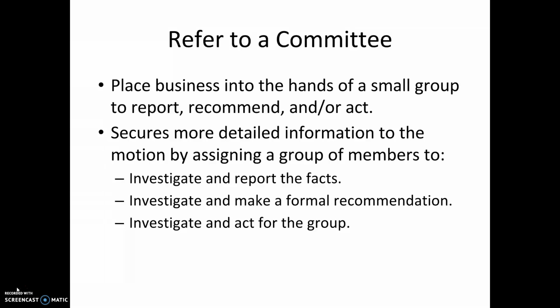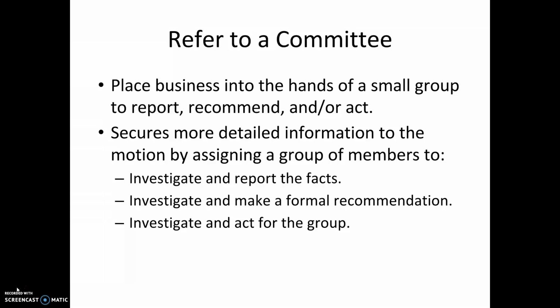One is to investigate and report the facts. Second is to investigate and make a formal recommendation on the motion. And the third thing is to investigate and act for the group. So those are the 3 things that they can do. They don't always do all 3. Sometimes they do all 3. Sometimes they just investigate and come back and report at the next meeting.